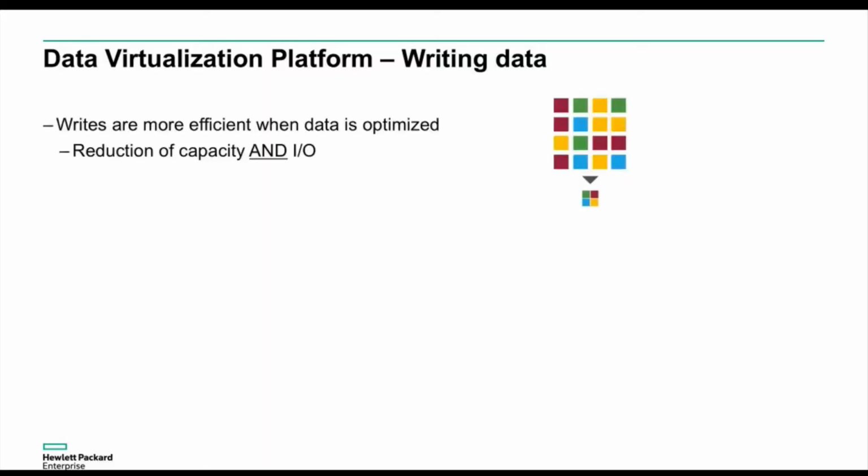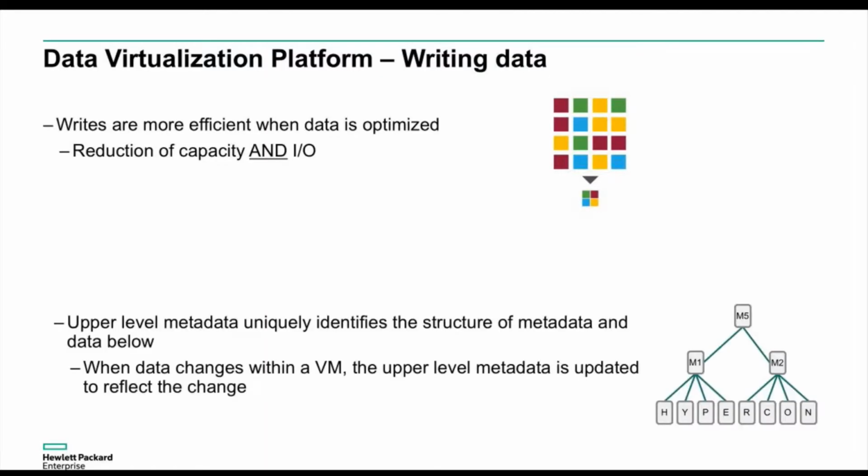So if I write additional data to that, what happens? So again, we're being more efficient when this data is optimized in this way. And being able to use that upper level metadata to describe the things below it makes it easy for us to track changes and understand that when a change happens, it's a change for that virtual machine, not a change for the actual underlying block.